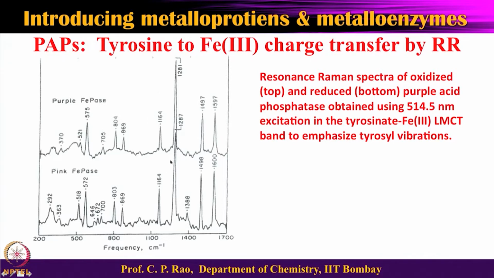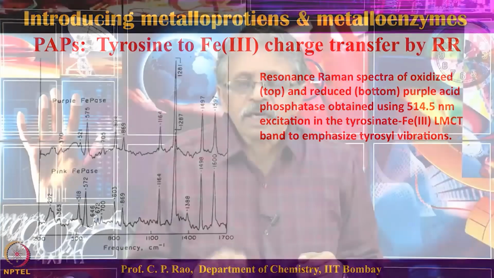So, from this basically you can get the tyrosinyl vibrations, and then talk that there is a tyrosine bonded to the iron center and there is a charge transfer too. Okay. So, understand the resonance Raman is the Raman spectrum under the electronic excitation being continuously pumped in, and in this particular case 514.5 nanometer, because the absorption takes place at that, and so therefore, in the tyrosine to iron LMCT, and this will enhance the tyrosinal vibrations.